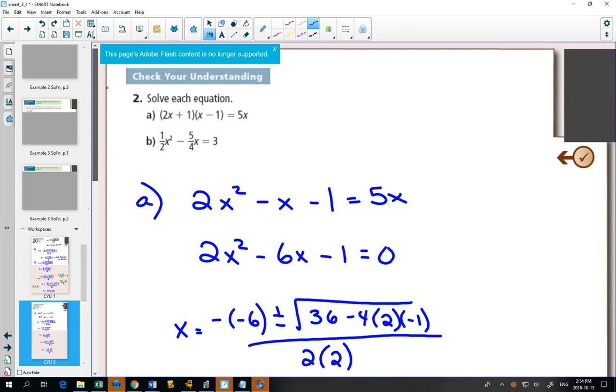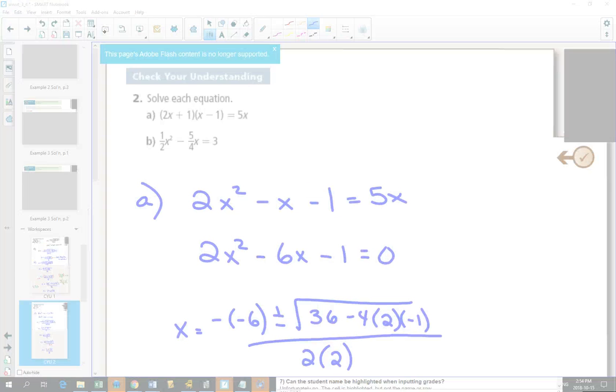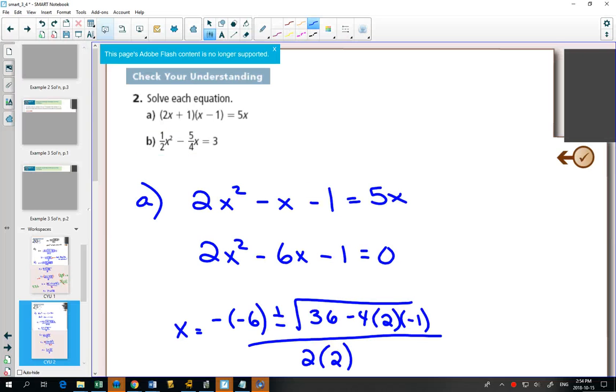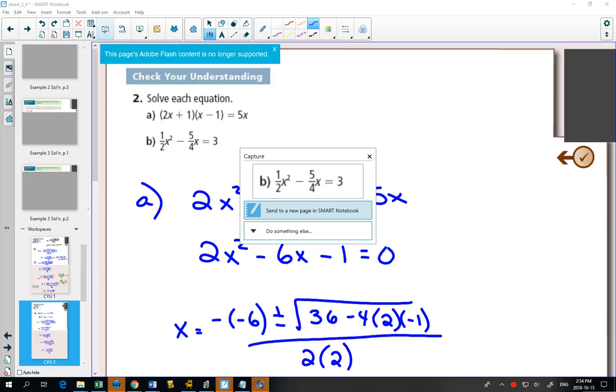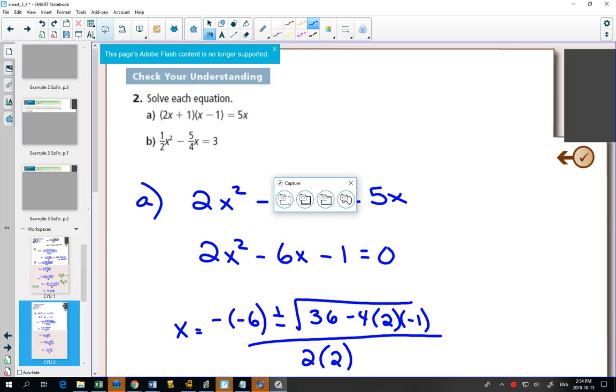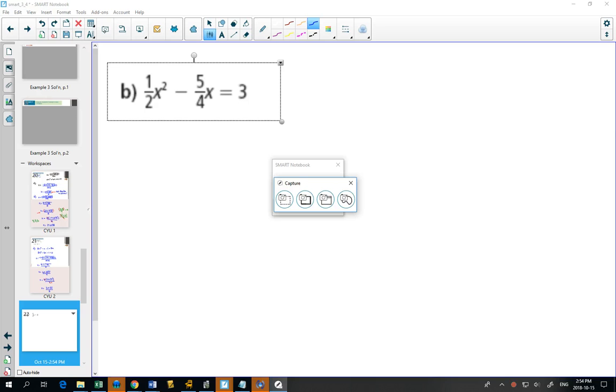Part B. In Part B, we have fractions. Now, we could use the quadratic formula here, first of all, by moving things over and making it equal to 0. However, then you would still have fractions you'd have to plug into the quadratic formula.